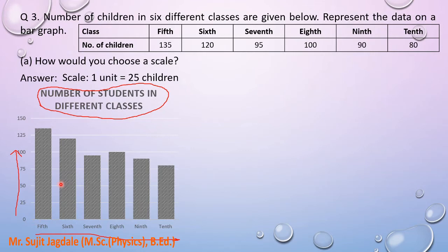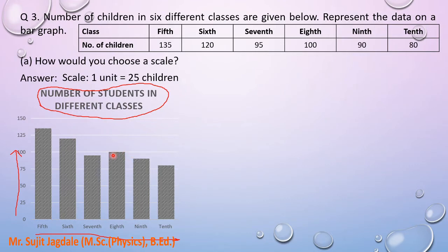Now here you can draw the bar graph randomly. It is not necessary to show the exact number of children. You can show it randomly, like 135. How to take 135 between 125 and 150? Randomly you can take somewhere between 150 and 125. Then 120 is a little bit below 125. Then 95 is just below 100, two or three divisions below 100.